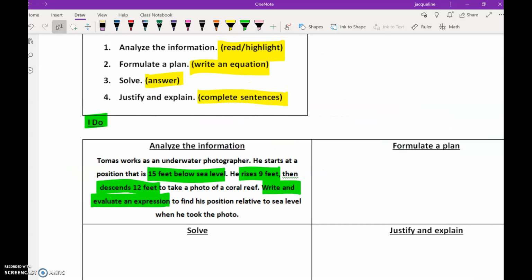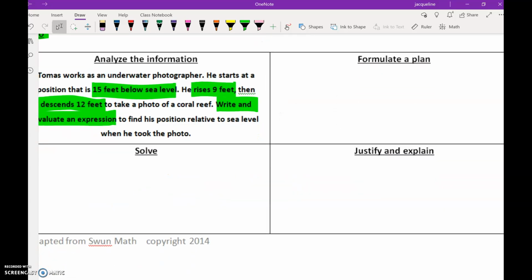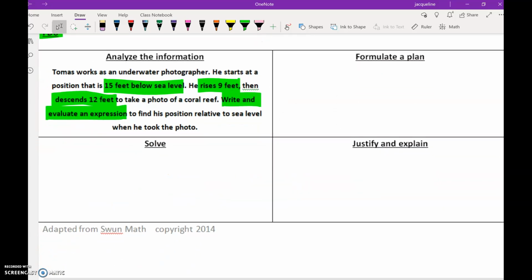Our next step, formulate a plan, meaning write an equation. So take a look. I first have highlighted 15 feet below sea level. That's a negative 15 because below sea level means that it's going down that number line. Rises 9 feet. Rises means it is going up 9 feet. That means I'm going positive.